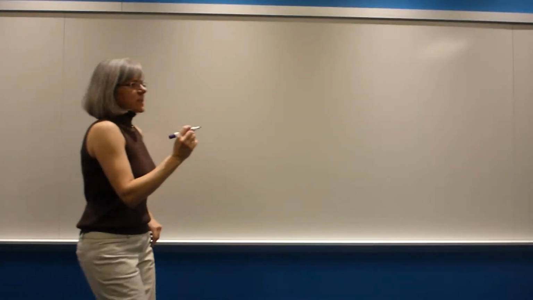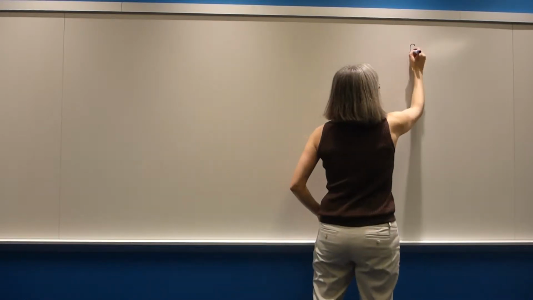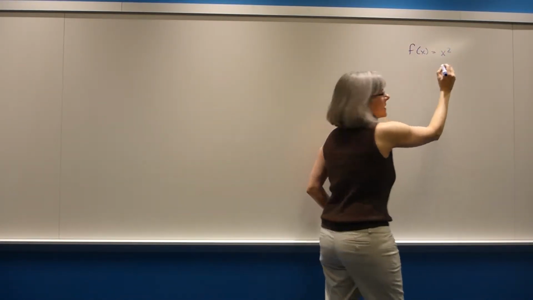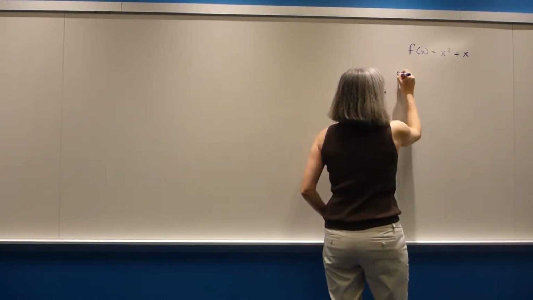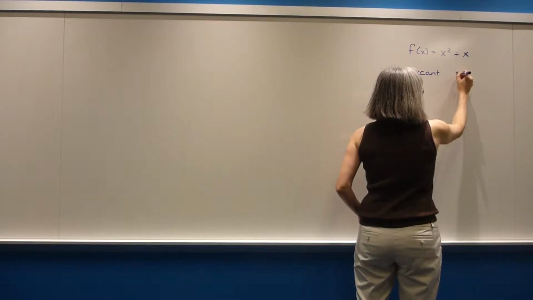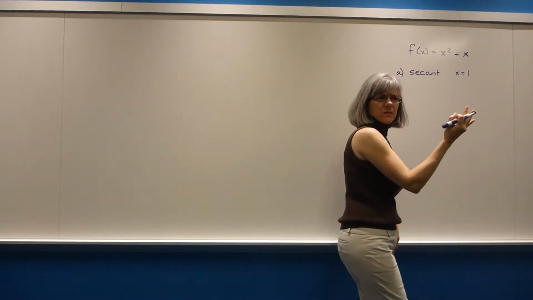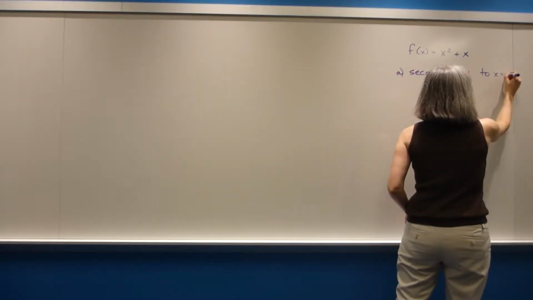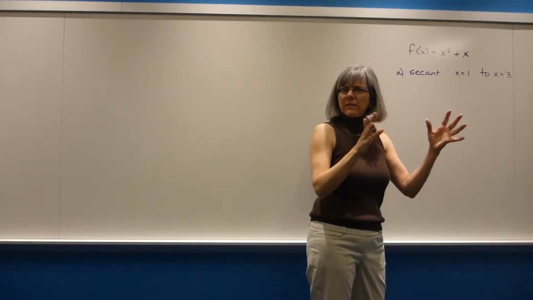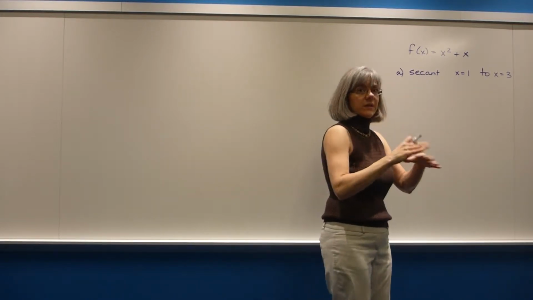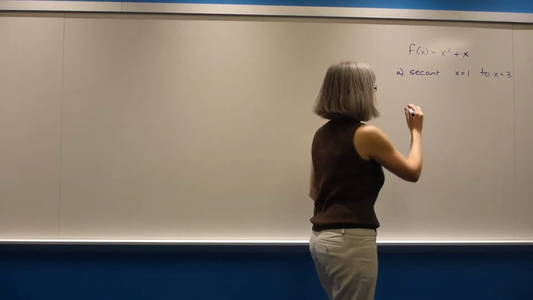So number 43 was something like f of x, it was x squared plus x, is that right? Yes. And the first part was find the secant line from x equals 1 to x equals 3. Can I assume that everyone could do that one okay? That's just a matter of finding the y values, finding the slope, finding the equation of the line. I'm going to let that one go. If you have trouble with that, come see me, because that's more previous.